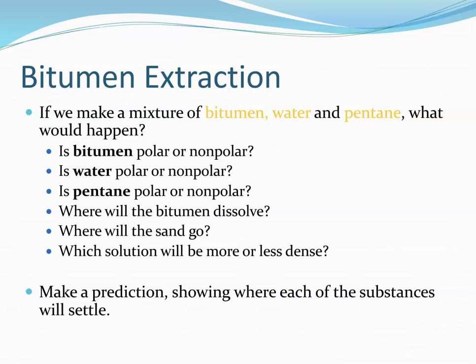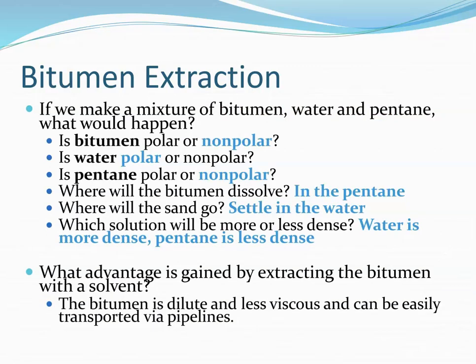Bitumen is a hydrocarbon, so it is nonpolar. Water is polar. Pentane is a hydrocarbon, and so it is nonpolar. Because like dissolves like, the bitumen will dissolve in pentane. The sand will settle in the water. Water is more dense and pentane is less dense. As a result, the water solution with settling sand will be at the bottom, and the pentane and bitumen mixture will be on the top.